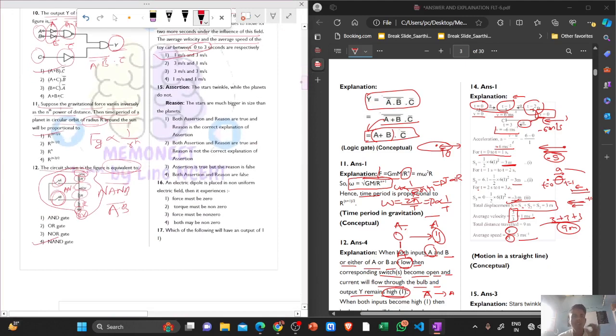It's an assertion and reason question. Let's see the question. The star twinkles while the planets do not. You know, stars have their own light while the planets don't, but this is not the reason for twinkling. The reason given, that the star is much bigger than the sun, is the wrong answer. The assertion is true, but the reason is totally wrong.